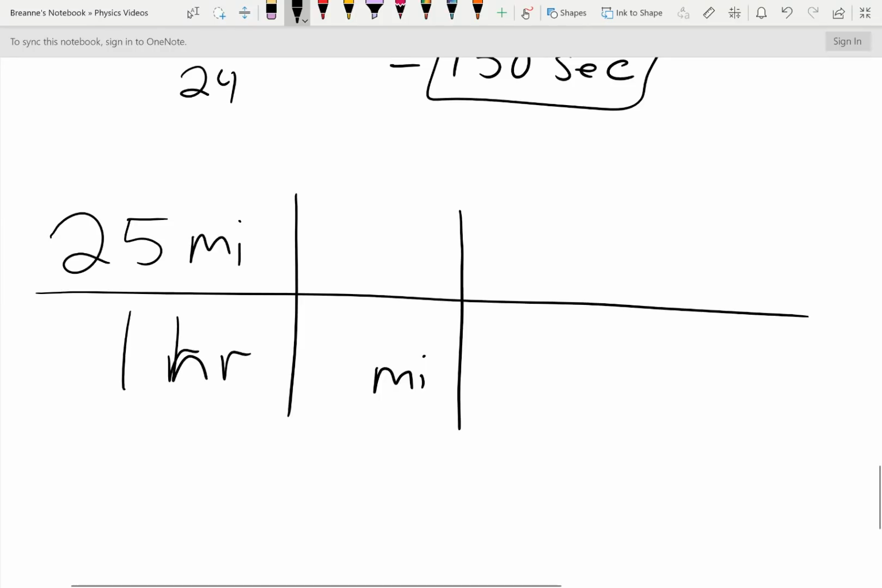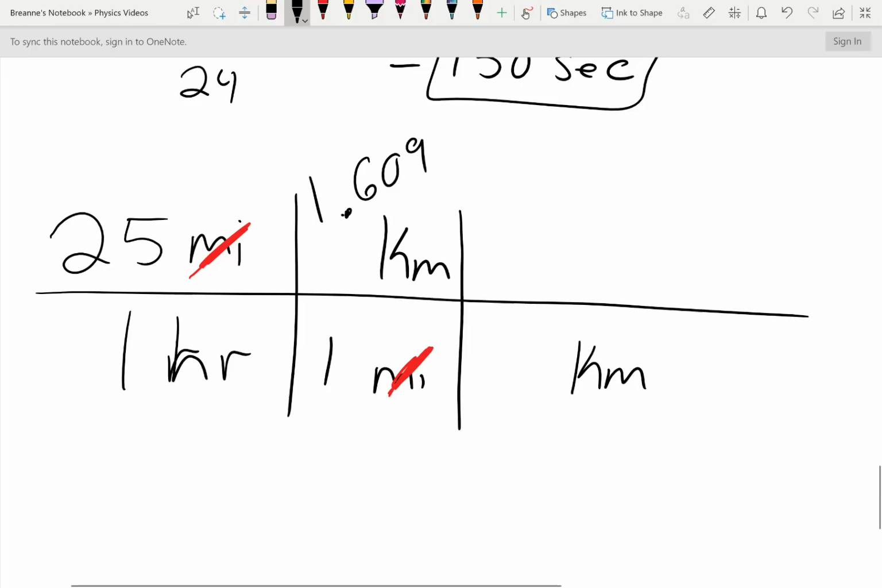If we look on your conversion chart, there's not a direct miles to meters, but there is a miles to kilometers. I'm looking at my conversion chart to make sure I have it right. So for 1 mile, there's 1.609 kilometers. And that mile cancels out. But we don't want kilometers, we want meters. So kilometers gets shunned to the bottom. We want meters. So for 1 kilometer, there's 1,000 meters.